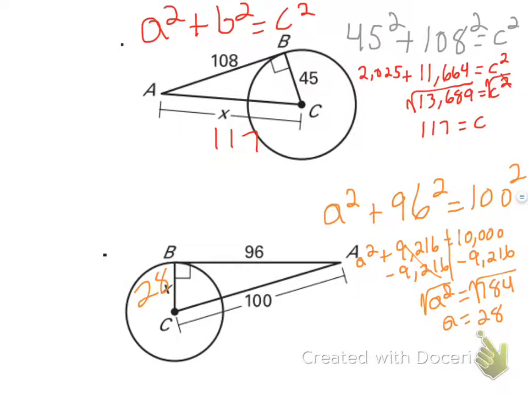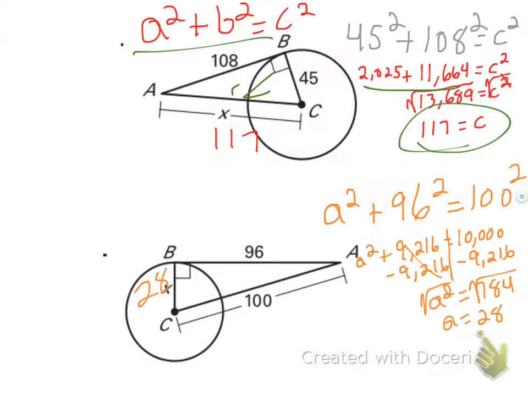Right here we're going to have to use the Pythagorean theorem to find the missing side. We know we're missing the hypotenuse. So I use a squared plus b squared equals c squared. I'm given a and b, so I got 45 squared plus 108 squared equals c squared. 45 squared is 2,025. 108 squared is 11,664. Add those two together, I get 13,689. Take the square root, c equals 117, or x equals 117.